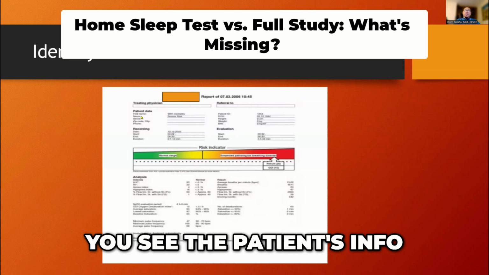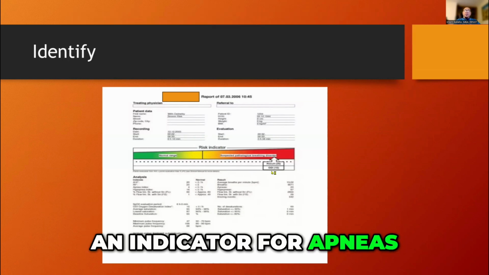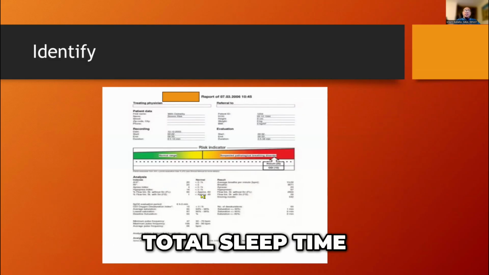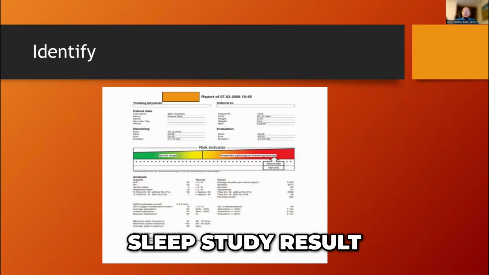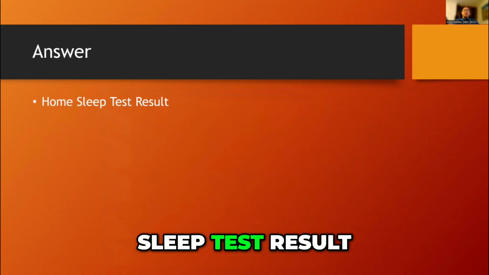You see the patient's info, and you see an indicator for apneas. In the analysis, there's an AHI, a total sleep time. What do you think this report is? So this is a sleep study result. However, it's not a comprehensive sleep study. This is a home sleep test result.